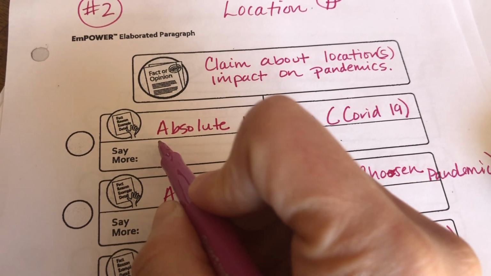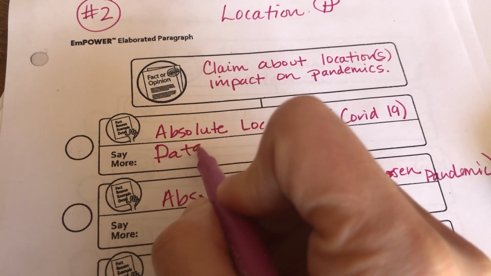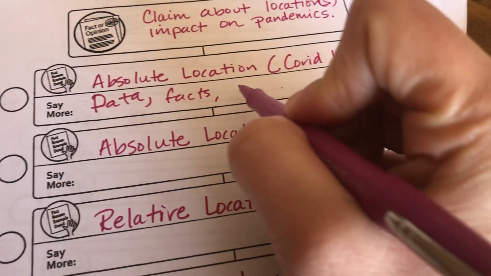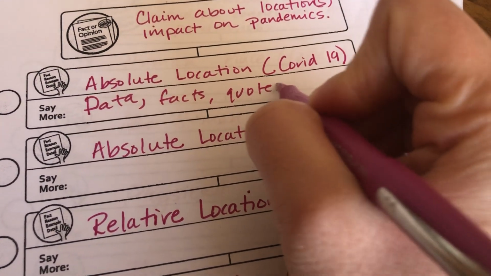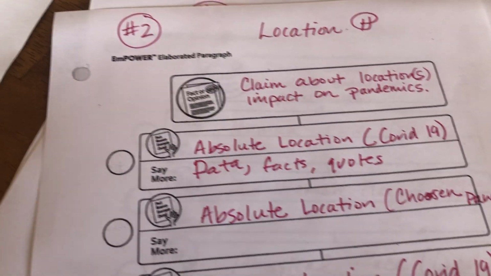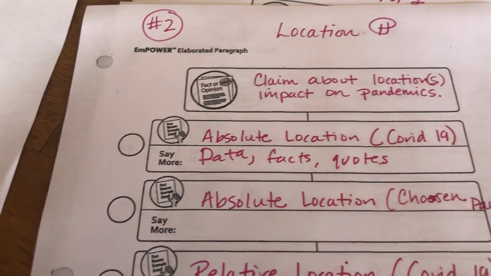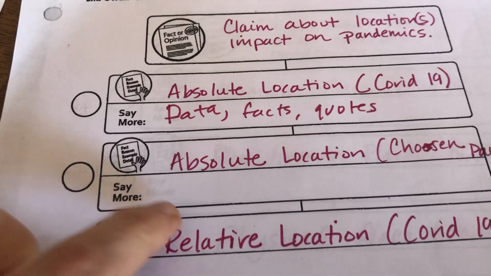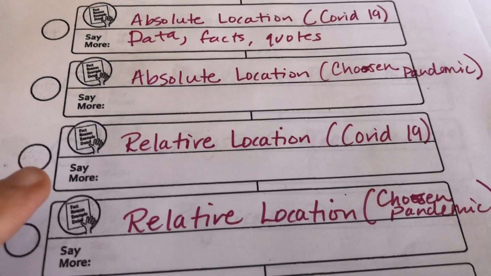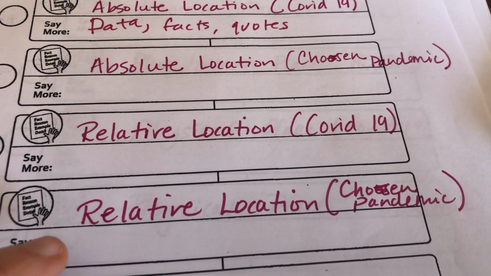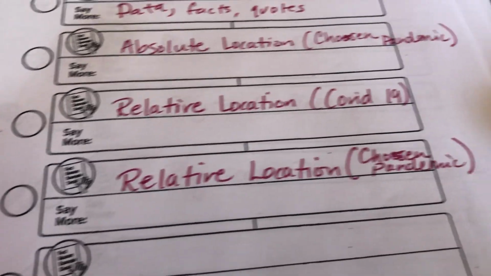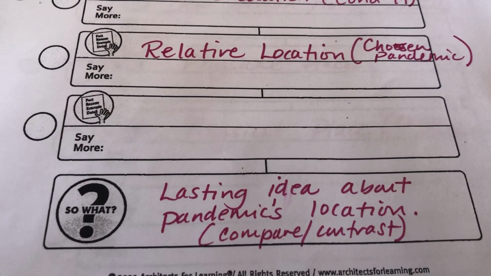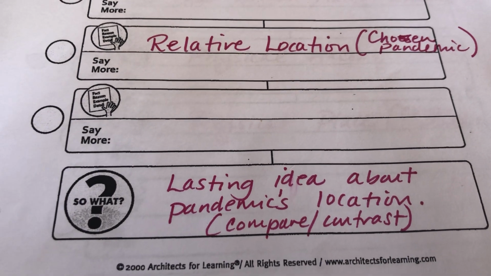data, facts, quotes, etc. This is the evidence that is proving your fact about absolute location true. You do the same here for your chosen pandemic, for your relative location for COVID, your relative location for your chosen pandemic, and then your so what for this would be your lasting idea about pandemic's location.